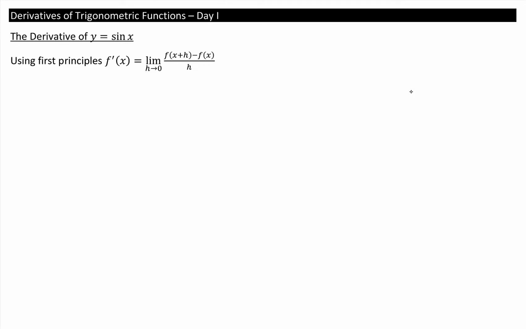So next up are the derivatives of trigonometric functions. And we're going to start with the derivative of y equals sine of x. Using first principles, we end up with the following expression: the limit as h approaches 0 of sine of x plus h minus sine of x, all over h.